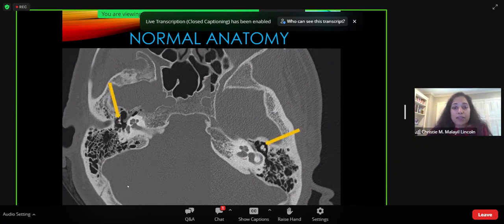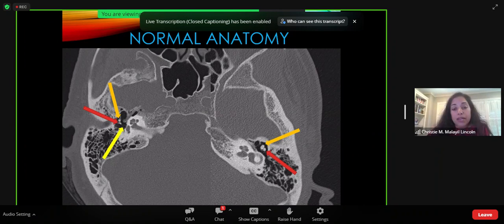So here we have some more normal anatomy. So we have the malleus. On the image on the right, you have the malleus head. The image on the left is the manubrium, which is under the other arrow. And then the red arrow is indicating the incus. So on the image on the right is the incus body, and the image on the left is the long process going to the lenticular process.